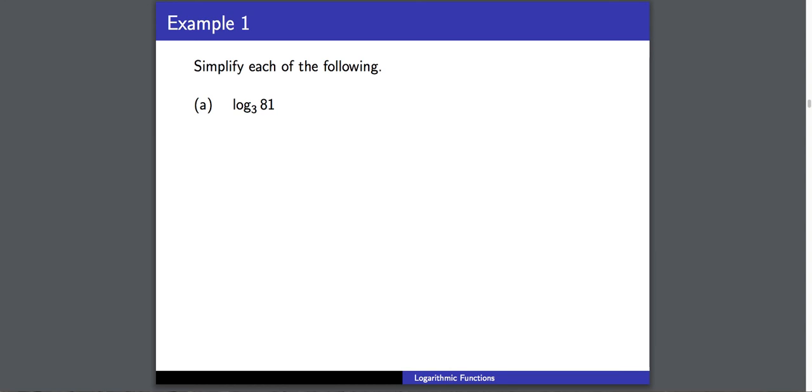All right, in this video, we're going to look at some examples of simplifying logarithmic functions and expressions. So example one, we're going to simplify each of the following. So first up, we have log base 3 of 81.